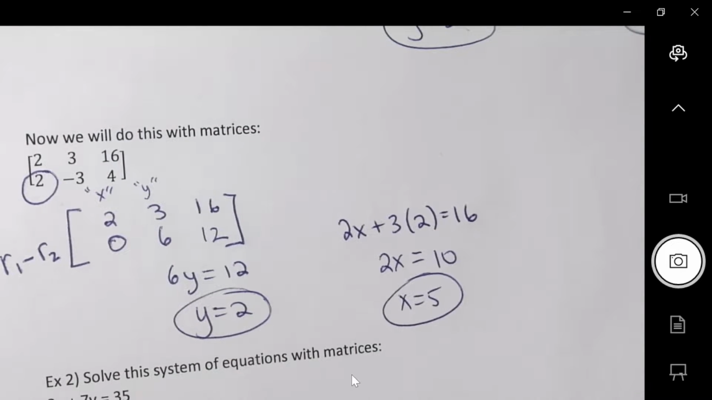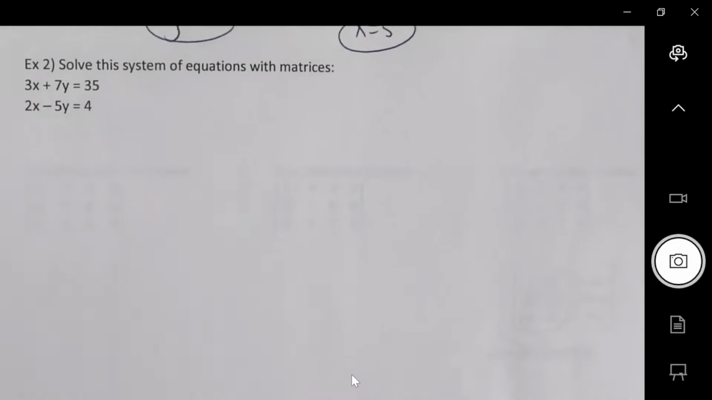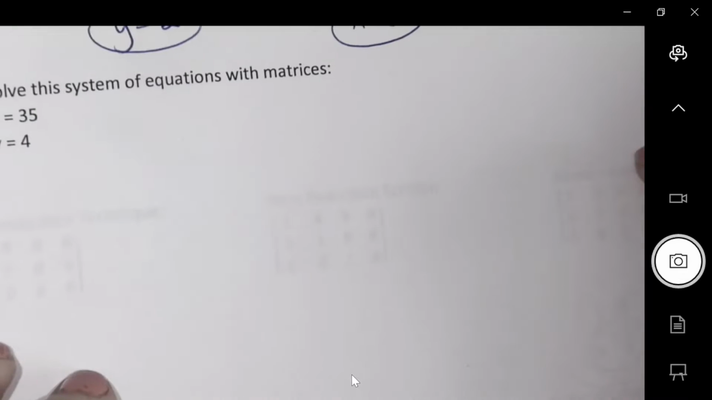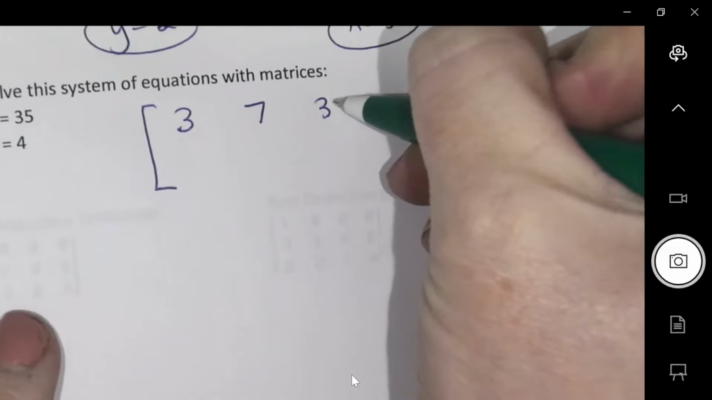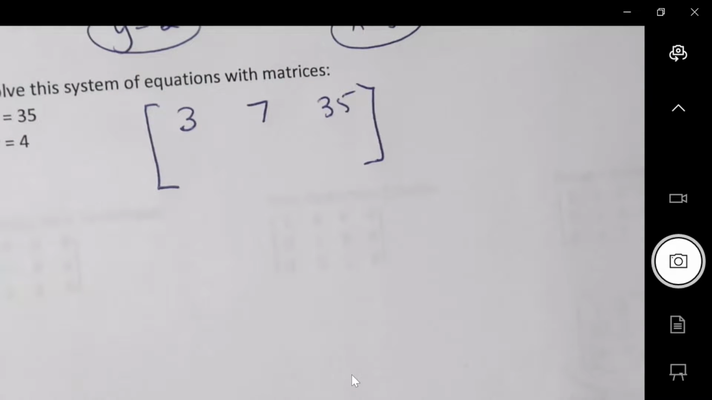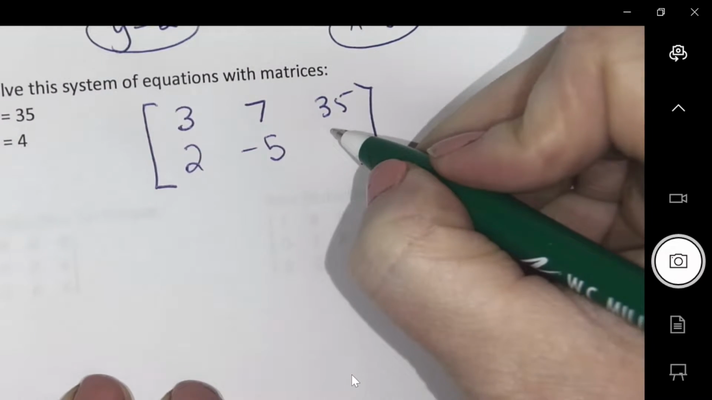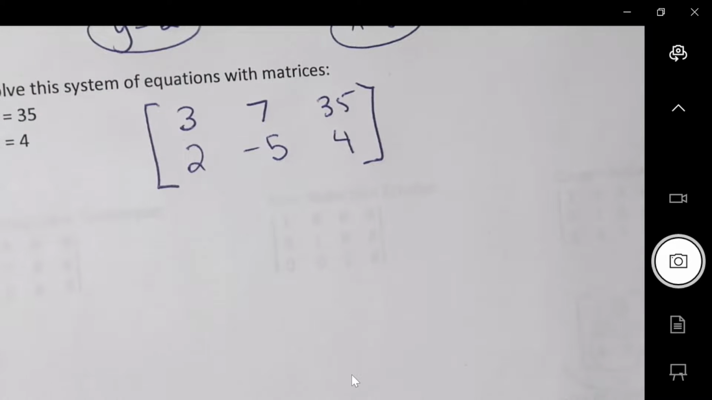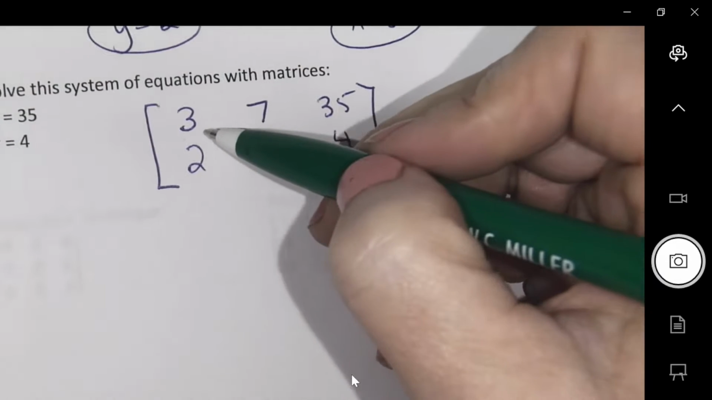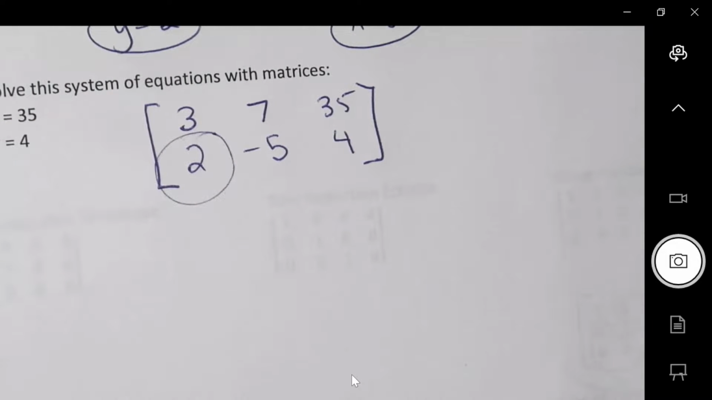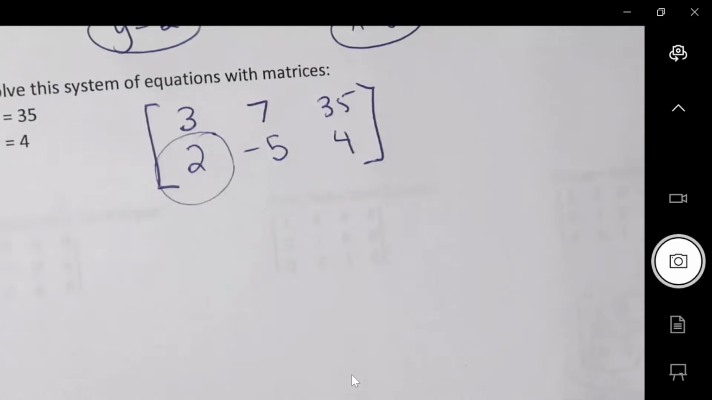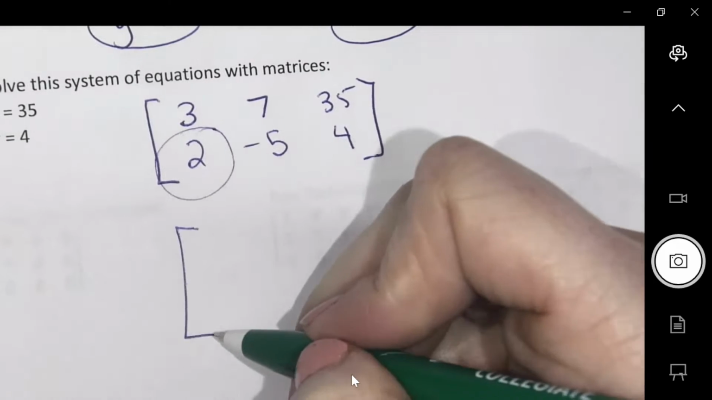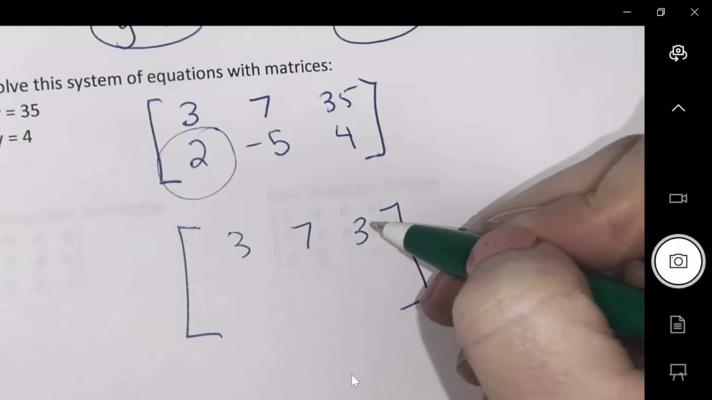Okay, so let's do another one. Okay, I'm going to write this first of all as a matrix. So 3, 7, 35. 2, negative 5, and 4. Okay, so my goal is to zero that out. How am I going to zero that out? 3 and 2, I can't add or subtract them to make 0. So we're going to have to think about something else.